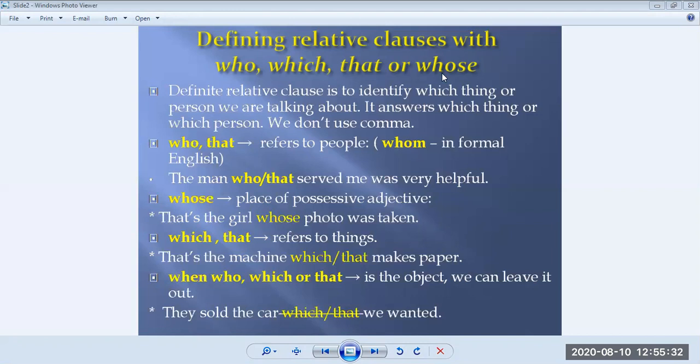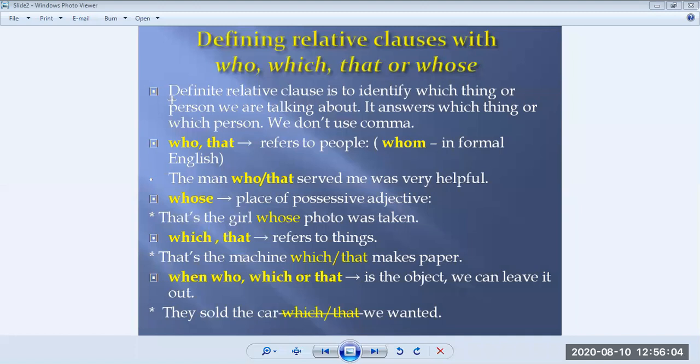Yesterday, the last lesson of the grammar, we were using linking words to link the clauses. So yesterday's lesson was in order, however, different ways. But today's lesson is about how we're going to use who, which, that, or whose to create a relative clause. So let's have a look at this part now.